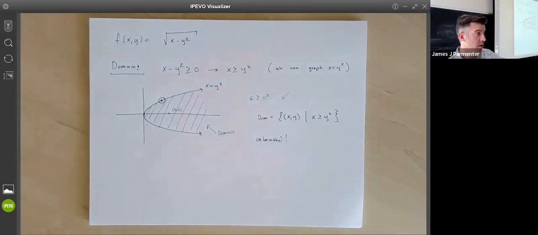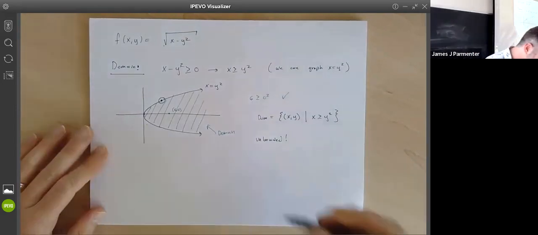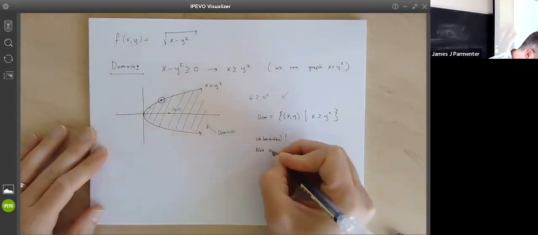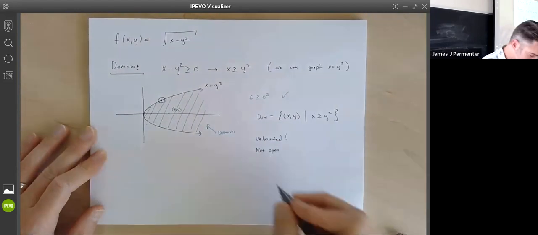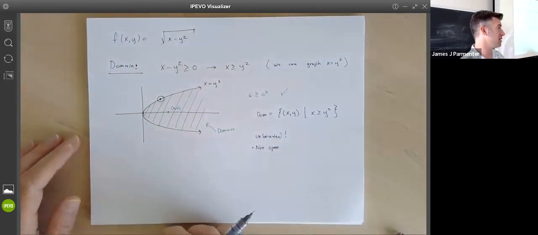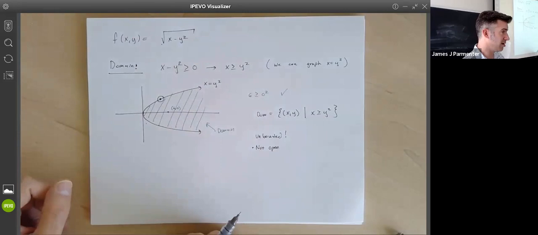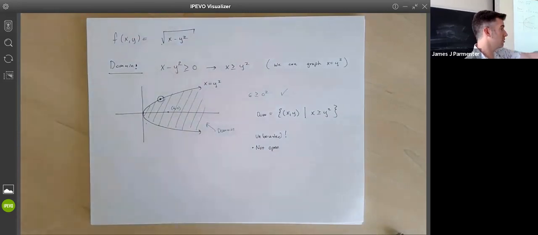Because to be open, you have to be able to pick any point, draw a little tiny circle around it, and have that still be included in your domain. And it's not. So definitely not open. Now I should point out, as has been mentioned a few times, not open doesn't necessarily mean it's closed. It could also be not closed.